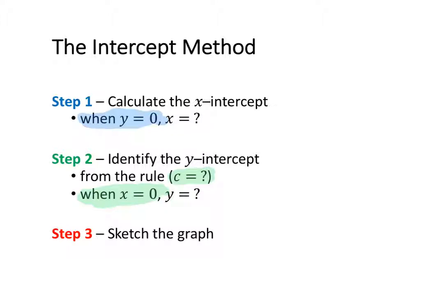Now once we have our x and our y-intercept, our third step is going to be to sketch the graph. And that is done by marking the x and the y-intercepts onto our graph and joining them with a straight line. So let's have a look at an example.